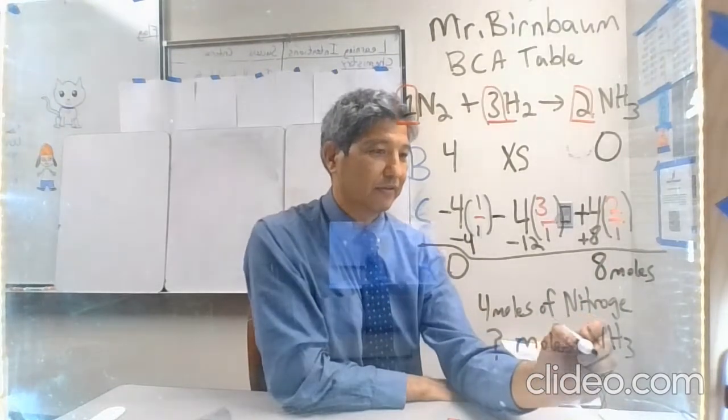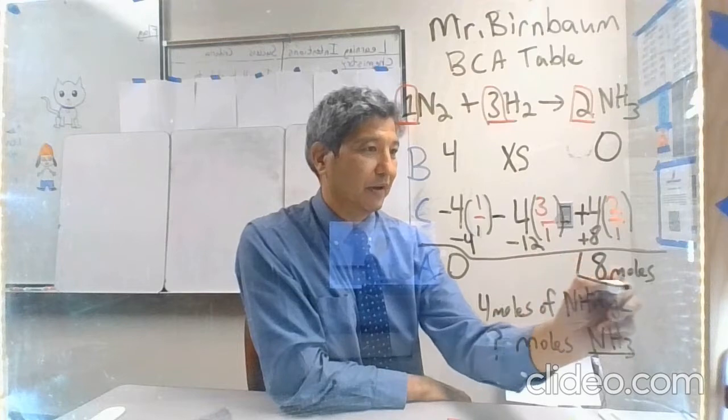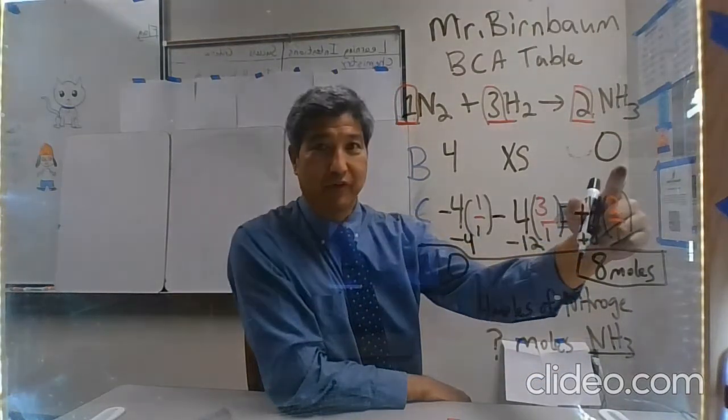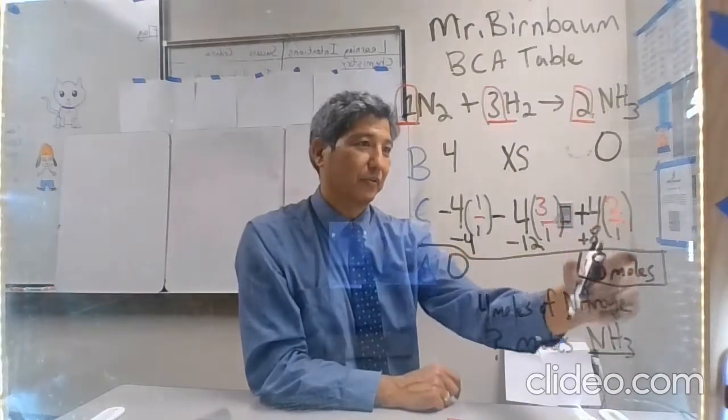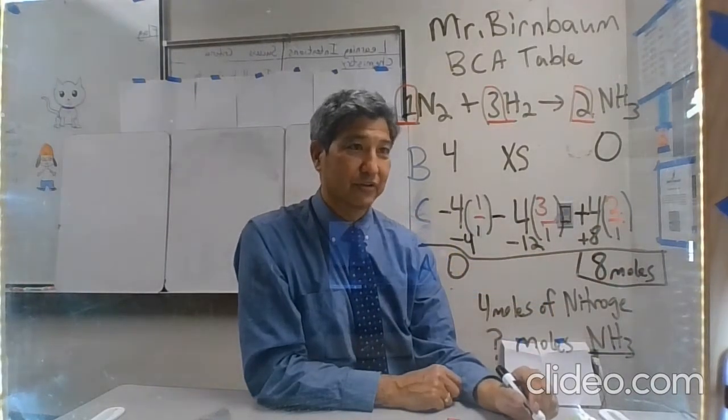When I look at this, how many moles of NH3 have I produced? This would be my answer. So my NH3 started out with nothing, went through the reaction, and created 8 moles of NH3.